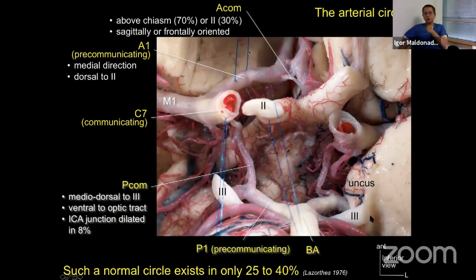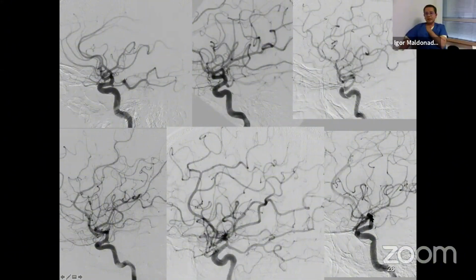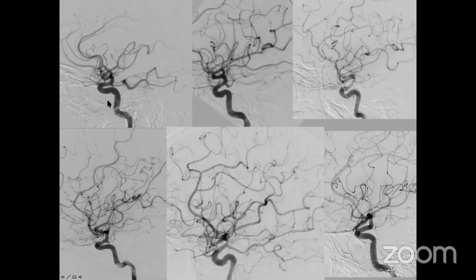So when we continue to see superiorly, we see the posterior communicating artery, and then the anterior choroidal artery. And I'd like, please, to come near the microphone.